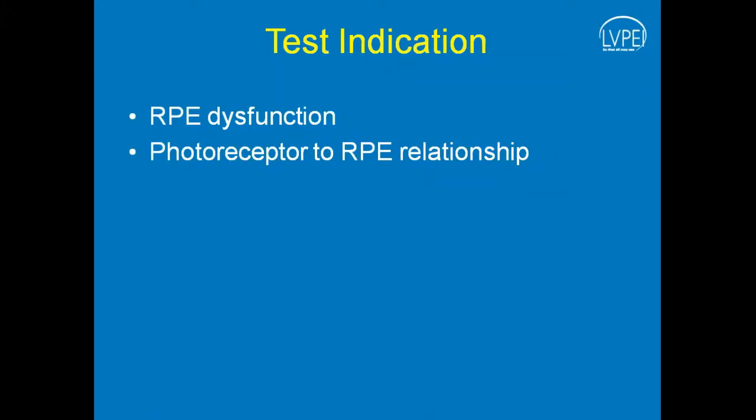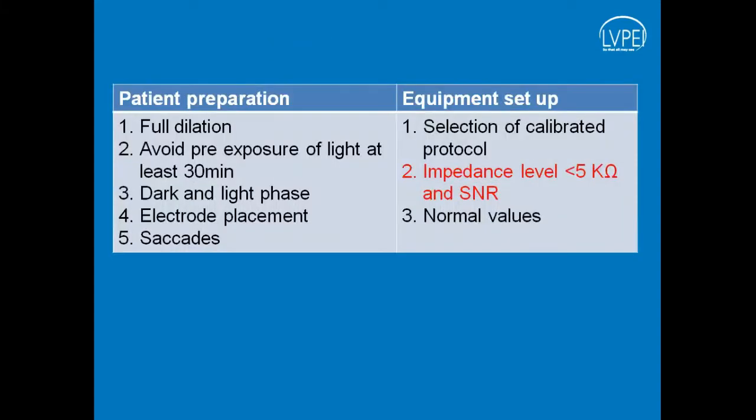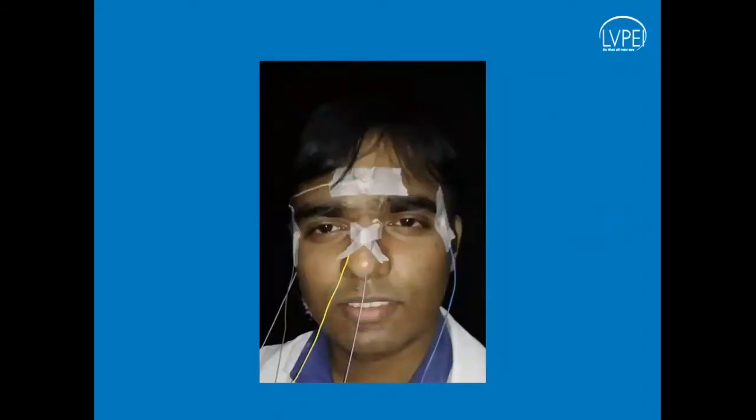Now, the test indication of EOG is usually done when our ERG comes out to be normal. Here also the impedance level should be less than 5 kilo ohm, the patient should be fully dilated, and the patient must have good control over the saccades. The electrodes are placed in this manner: starting from this area is positive, negative, and again positive and negative, and the ground can be placed at the level of the forehead.